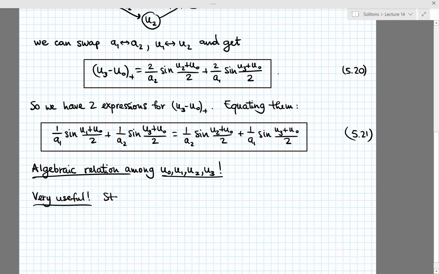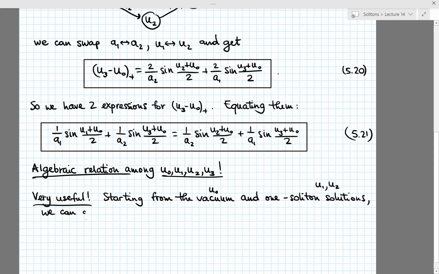Indeed, starting from the vacuum for U0 and the one-soliton solutions for U1 and U2, we can now generate two-soliton solutions U3 algebraically by solving equation 5.21.